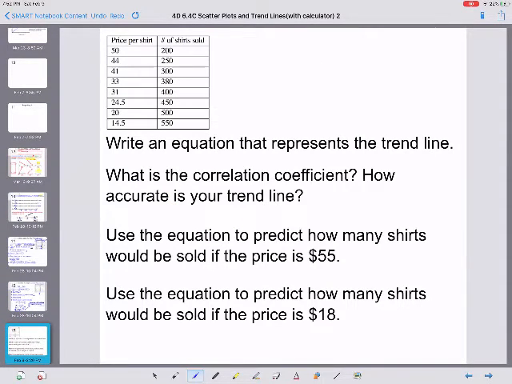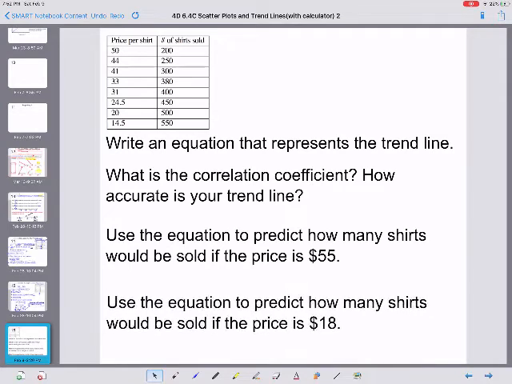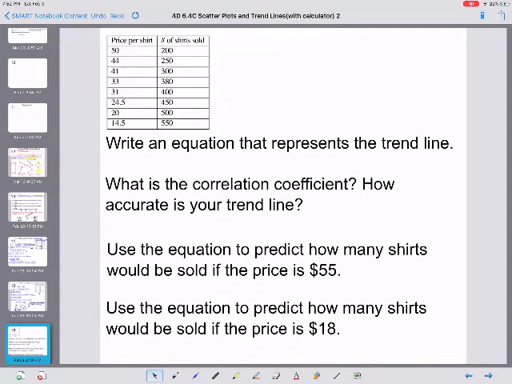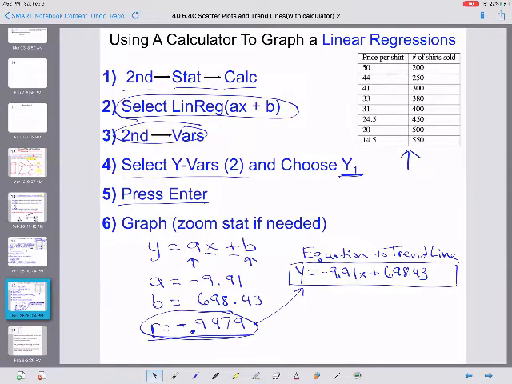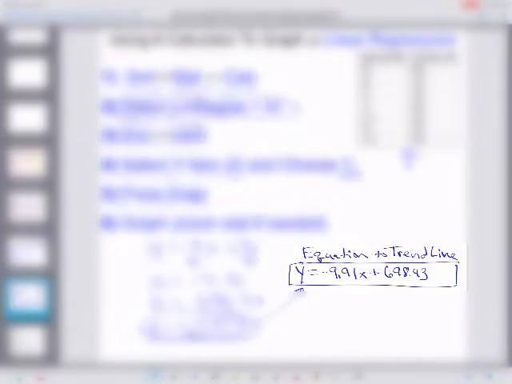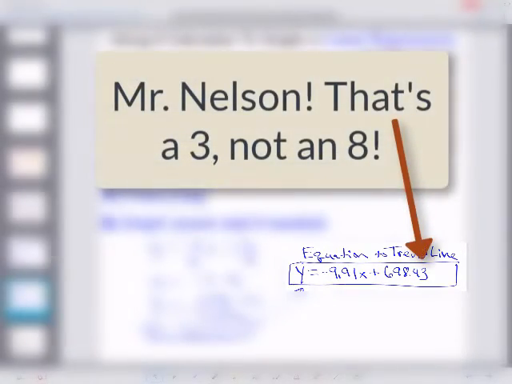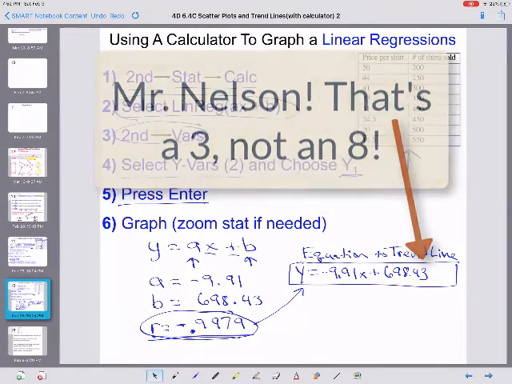So, here are some of the questions you're going to be asked to answer. Write an equation that represents the trend line. Well, we just did that, right? We got this equation right here. Y equals negative 9.91x plus 698.48. So we got this equation from it already.